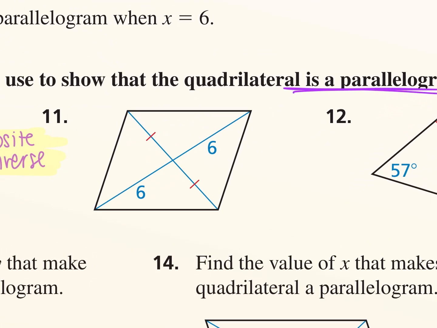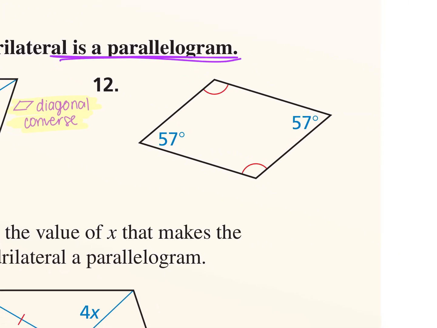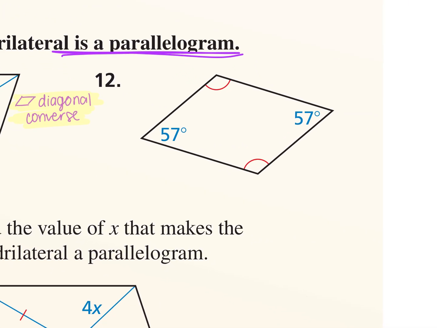Looking at 11, I'm looking at my diagonals. My diagonals are congruent, so this is going to be parallelogram, diagonal, converse. And looking at 12, I have my angles. Opposite angles are congruent. So this is going to be parallelogram, opposite angles, converse.